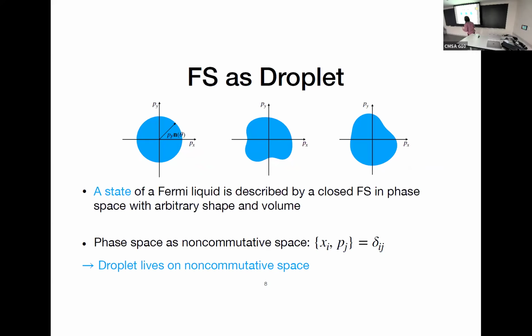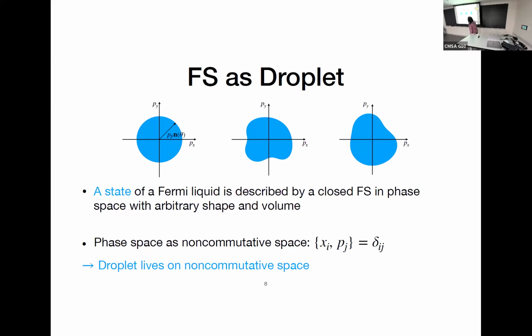So one can ask, when we talk about the Fermi liquid, what is the state of the Fermi liquid? Here I give you some illustration of how we can think about the state of the Fermi liquid. It is described by a closed Fermi surface in phase space with some arbitrary shape and volume. And here we give you some examples of how we can visualize the state of the Fermi liquid.